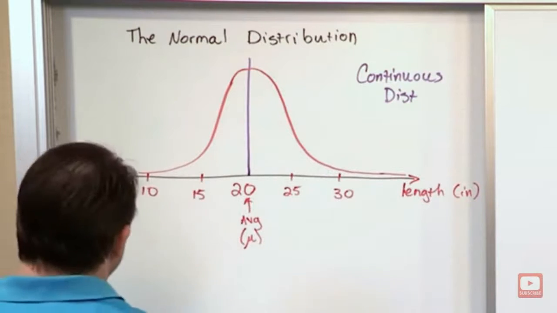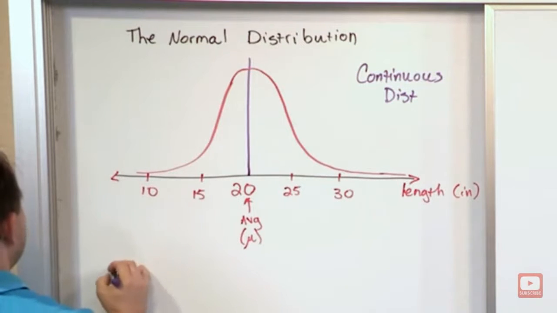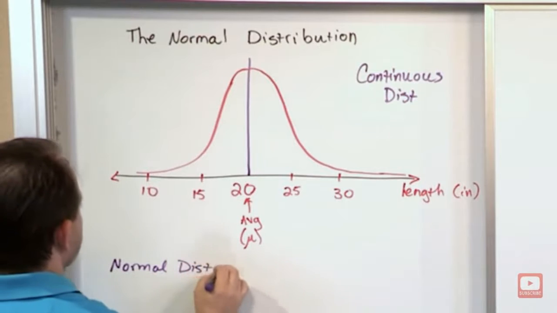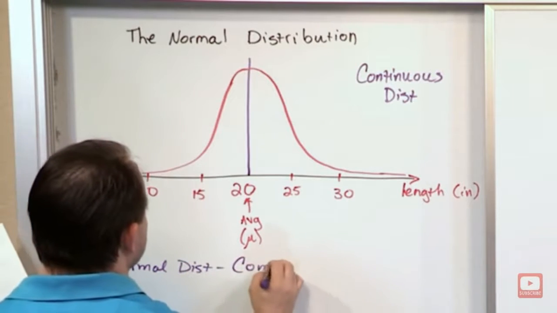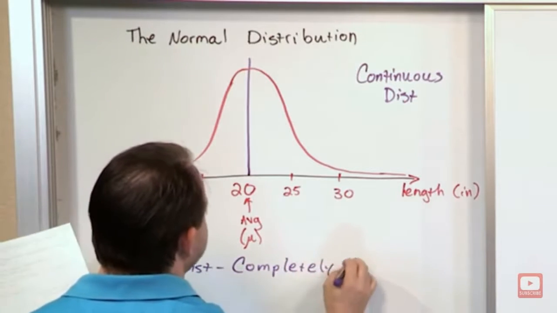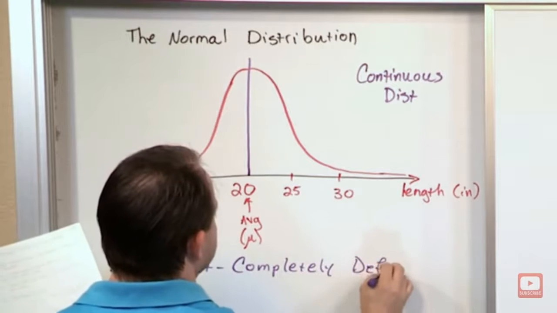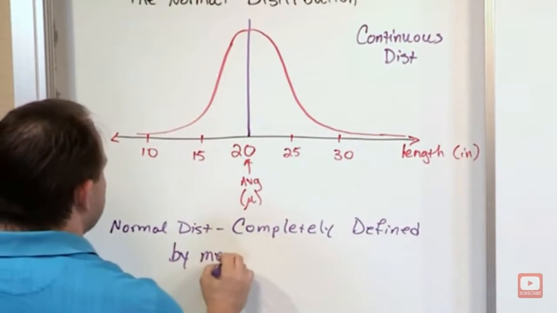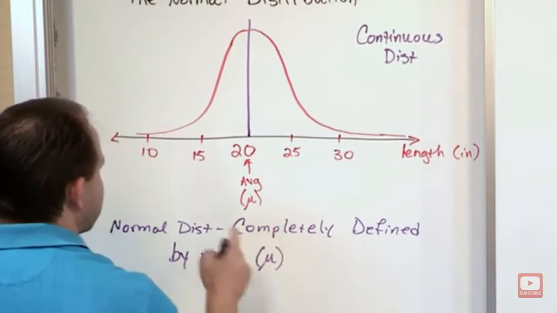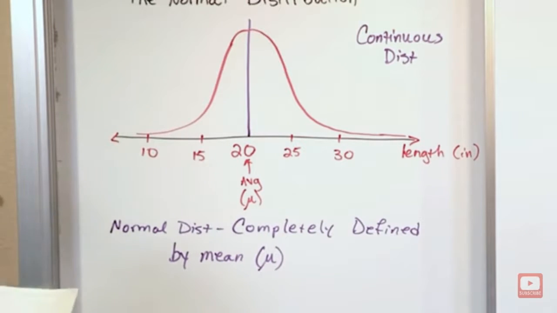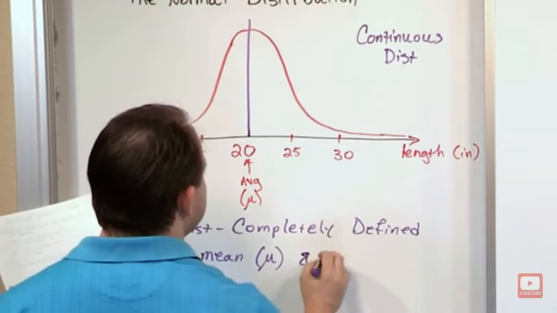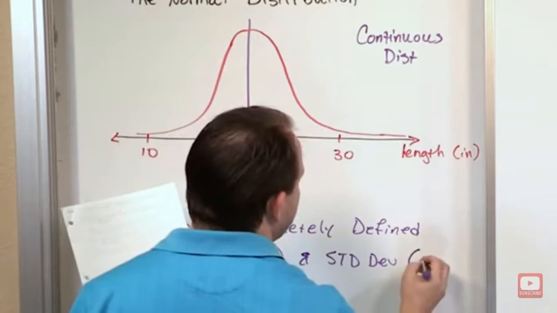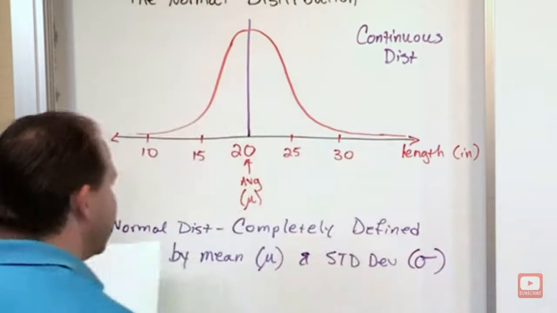So I'm going to write that down here. So the normal distribution is completely defined by the mean, which if you remember from volume 1, we talked a lot about the mean, the average length of these watermelons, and the standard deviation of the length of these watermelons. We represent that as lowercase sigma like that.